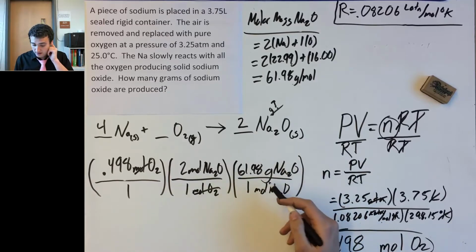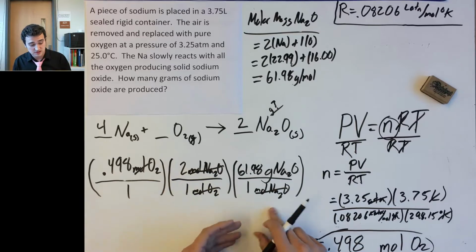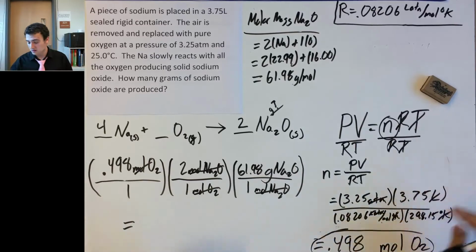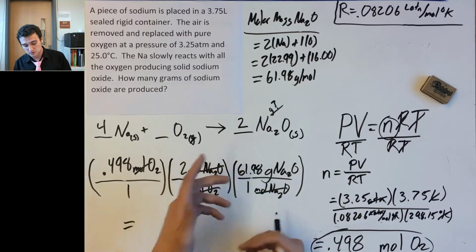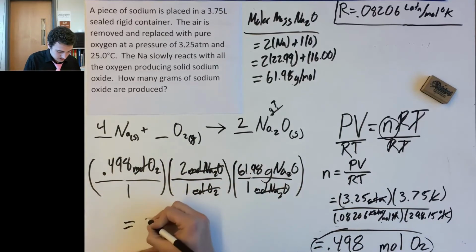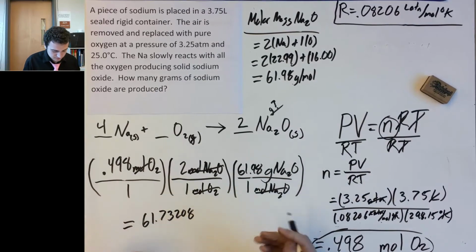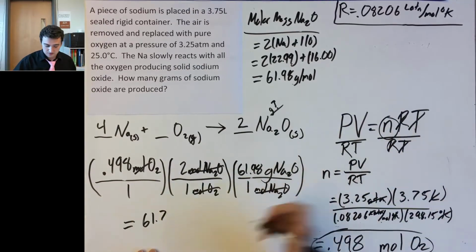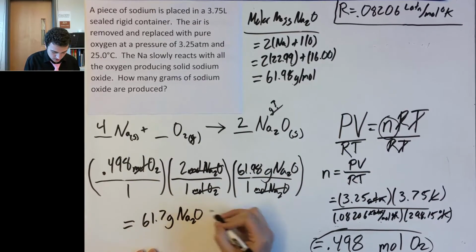So now our answer is in grams of this. Moles Na2 divided by moles Na2, cancel our units. Now we can just go ahead and solve this answer. Plug it in: we have 0.498 times 2 times 61.98, of course divided by 1, divided by 1, divided by 1, and we get 61.73208. And sig figs is only 3 of them, so we're going to go with 61.7 grams of sodium oxide.